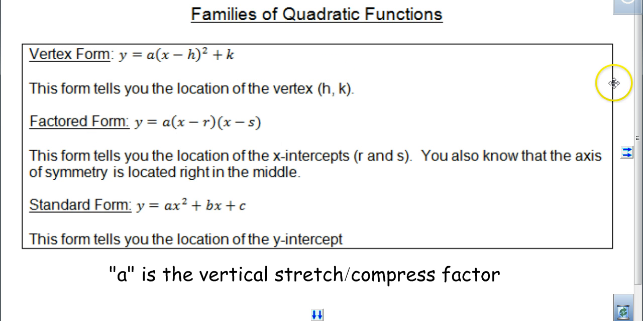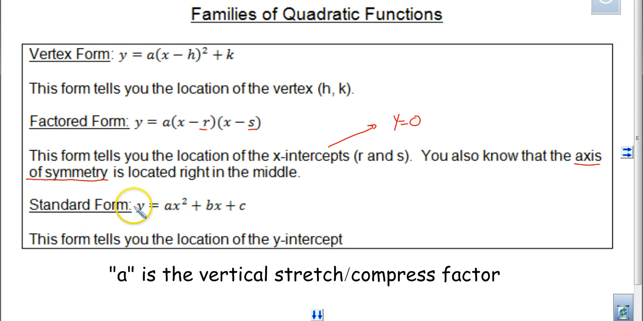The factored form we also looked at, so this is when your trinomial is fully factored with perhaps a common factor in the beginning. So remember that the x-intercepts happen when y is equal to 0. So if you put 0 in the place of y, you can then solve the equation, and r and s become your x-intercepts. So the factored form tells you the x-intercepts. And remember, you can also figure out where the axis of symmetry is if you know the x-intercepts. It's right in the middle of those two intercepts. And then you can use that to find the vertex as well. Look back at your notes to see an example of that.